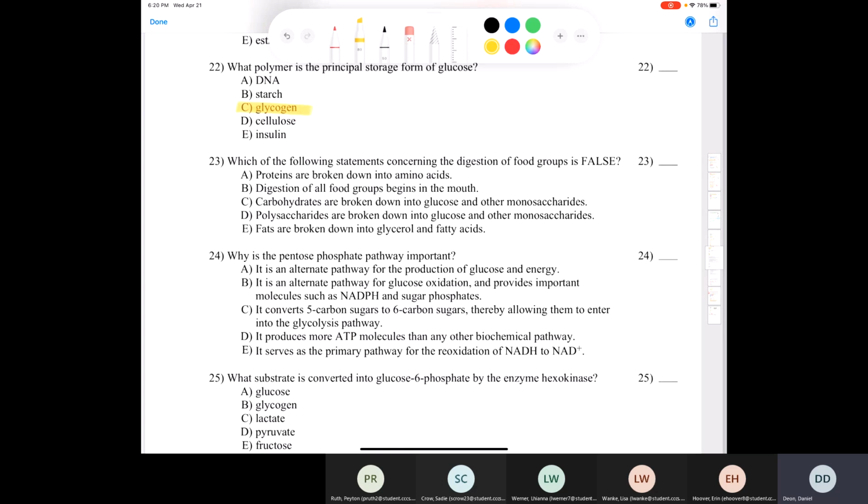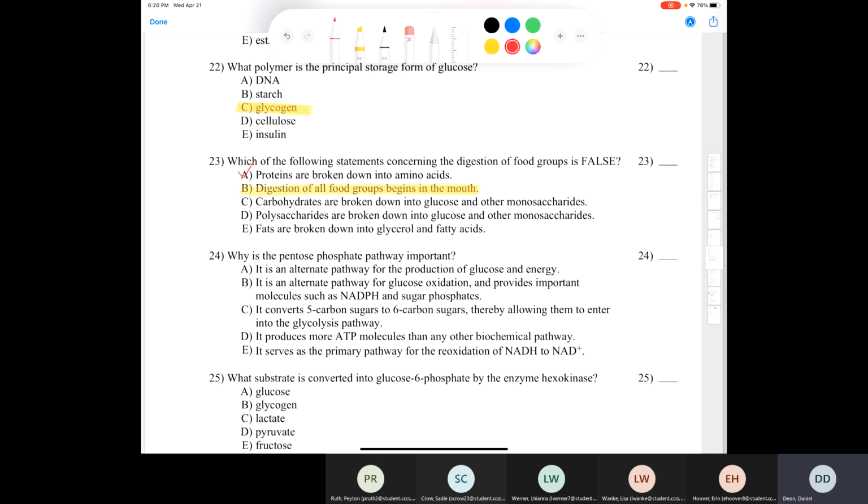We have A, proteins are broken down into amino acids. Well, there's nothing wrong with that. Digestion of all food groups begins in the mouth. That is definitely false, right? If you think about lipids, fats don't begin to be digested until they get to the duodenum, when they start to get emulsified, and then they start to get broken down in the small intestine.